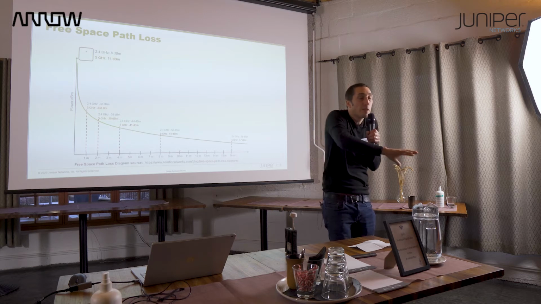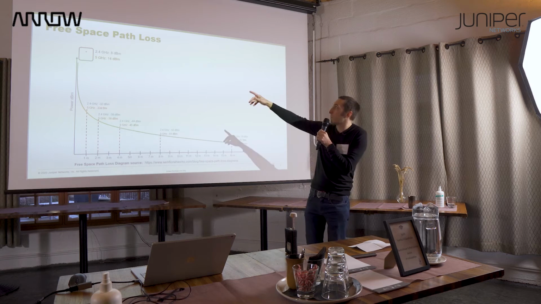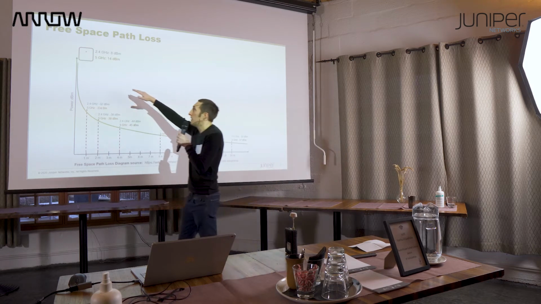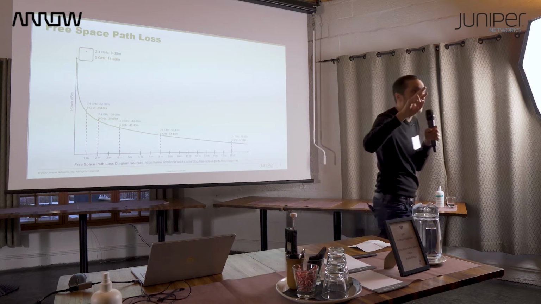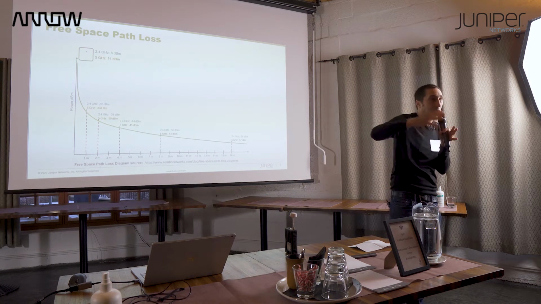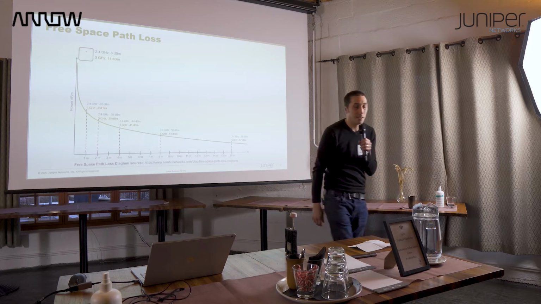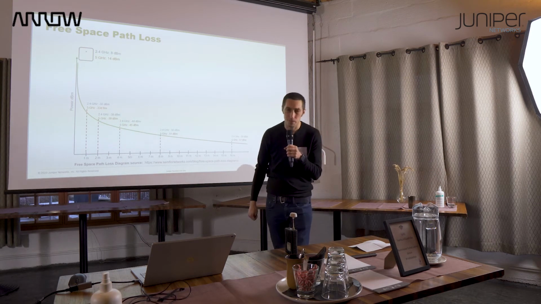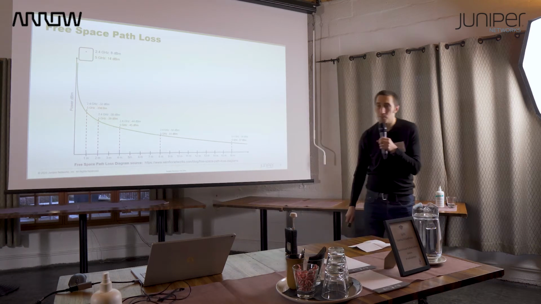So if we want to encourage our devices onto 5 gig, what we can do when we're configuring our power is set 5 gig radios to be stronger than 2.4. And if we do a 6 dB delta, we're going to get more similar coverage at the receiver, at the client device. So that's free space path loss.